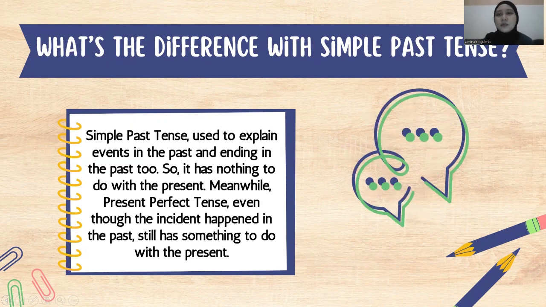What's the difference with simple past tense? Simple past tense is used to explain an event in the past that also ended in the past, so it has nothing to do with the present. Meanwhile, present perfect tense, even though the incident happened in the past, still has something to do with the present.